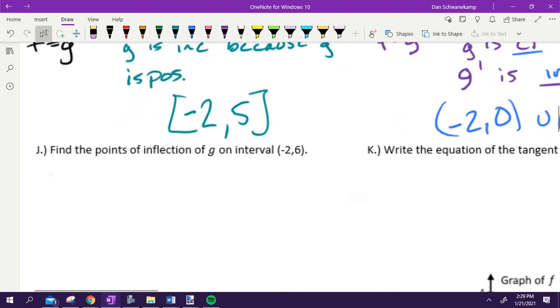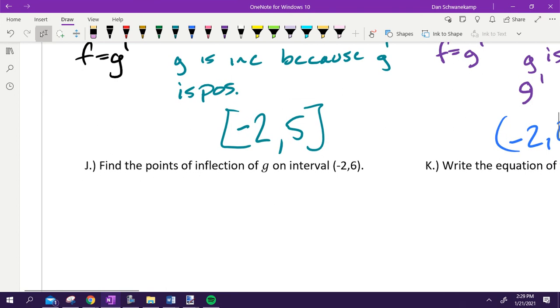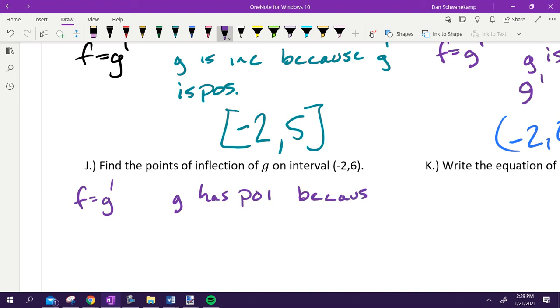Let's do this one together. Find the points of inflection for G. It didn't ask for a justification, but we could easily do one. We would start off by saying F is equal to G prime. G has POI because G prime does what? What has to be true about G prime in order for you to have a point of inflection?